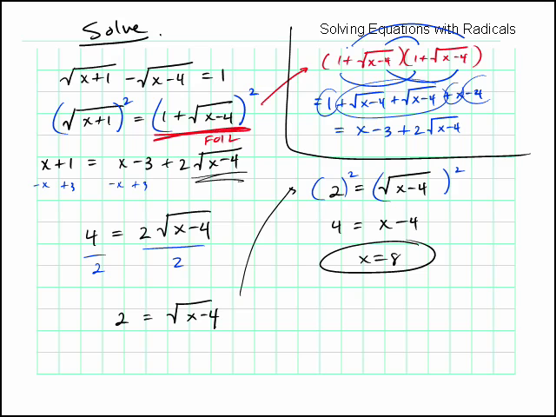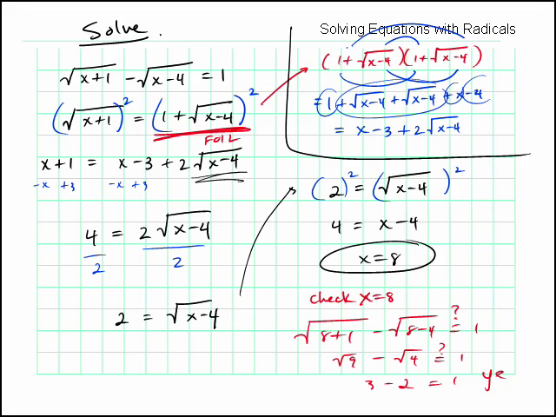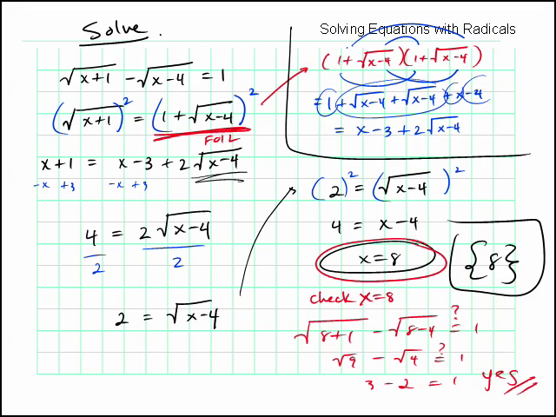Let's check and make sure that 8 works. If I plug 8 into the original problem, I've got this. The square root of 8 plus 1 minus the square root of 8 minus 4. Does that equal 1 is our question. Well, this is the square root of 9. This is the square root of 4. That's a 3 minus 2, and that does equal 1. Yes, it works. So 8 is our answer. So our solution set contains 8 as our answer. And we've solved it.